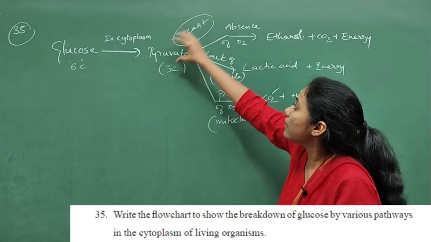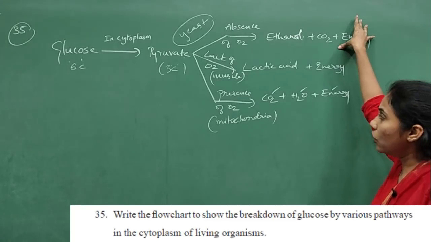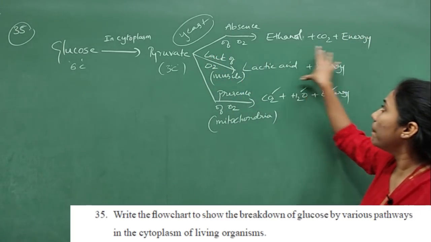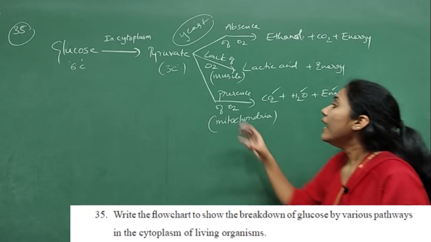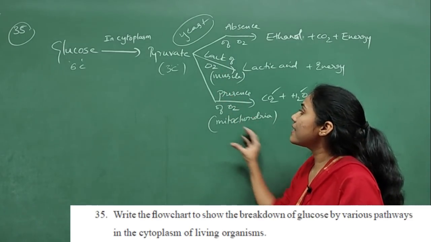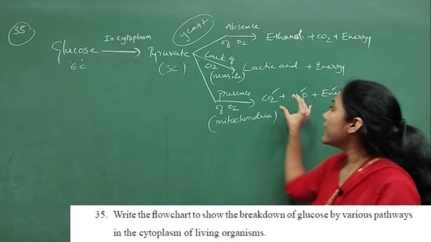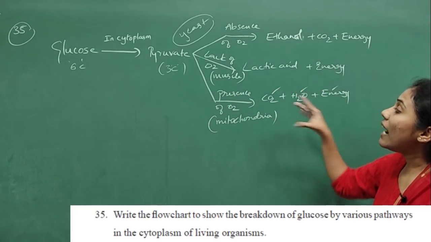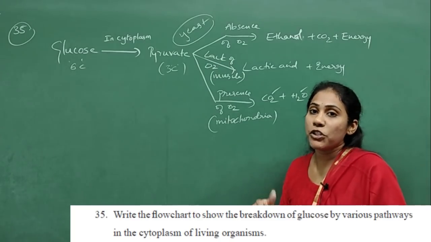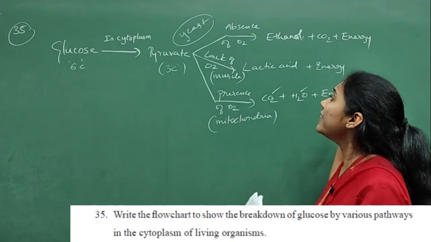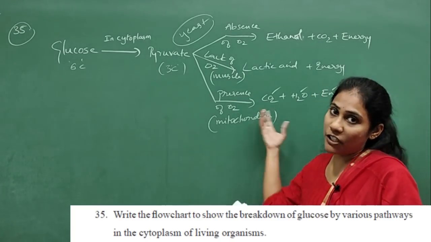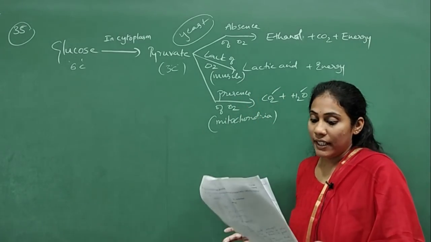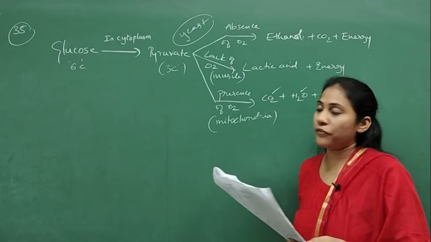In case of yeast, what pyruvate gets converted into? In case of muscle cell, that is in the absence of oxygen, what pyruvate is getting converted into? And in presence of oxygen, that is in mitochondria, what pyruvate is getting converted into? So these products are very important. It can be asked individually as 1 mark question or MCQ, or it can be asked as a 3 mark question, something like this. Okay, so you just have to mention this pathway neatly. That is all about 35th question.